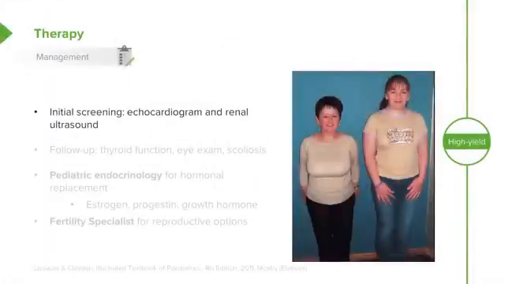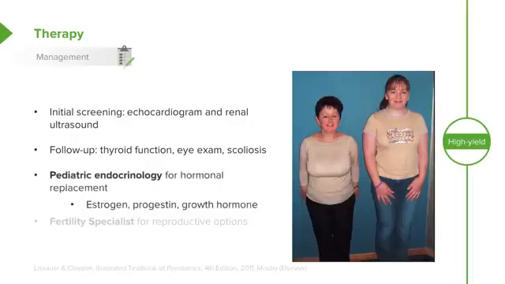So, what therapy do we provide these patients? After initially making the diagnosis, we will screen them, generally with an echocardiogram or a renal ultrasound, especially paying attention to any abnormalities of the heart, such as aortic problems, or if there's an abnormal kidney. Additionally, we will typically check them for their thyroid function, we'll do an eye exam, and we'll assess for scoliosis, which is a little bit more common in these patients. It's important to refer these patients to a pediatric endocrinologist for hormonal replacement. These patients will receive estrogen, progestin, and growth hormone.